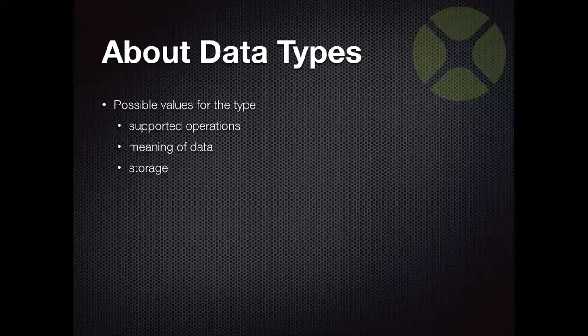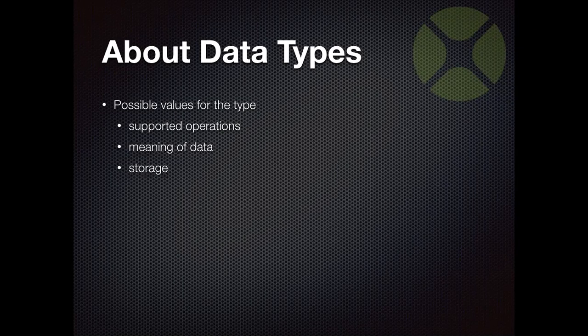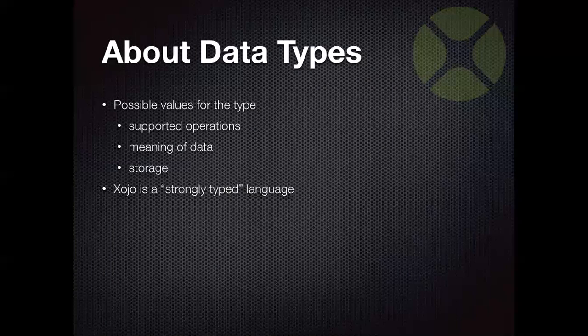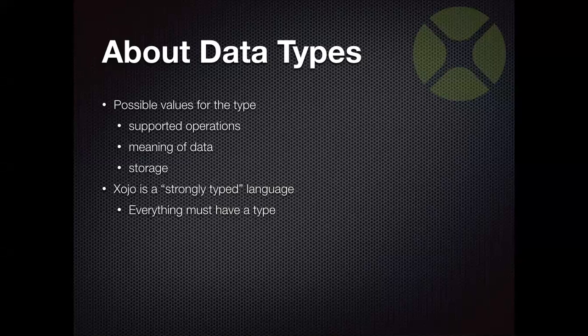A lot of this is abstracted from you, but there is storage requirements behind the scenes, and sometimes it is helpful to know how that storage is being managed. Now, the important thing to understand in the case of Xojo is that Xojo is strongly typed. So this means that everything has to have a type. You can't just create a variable and not specify a type. You have to specify a type.